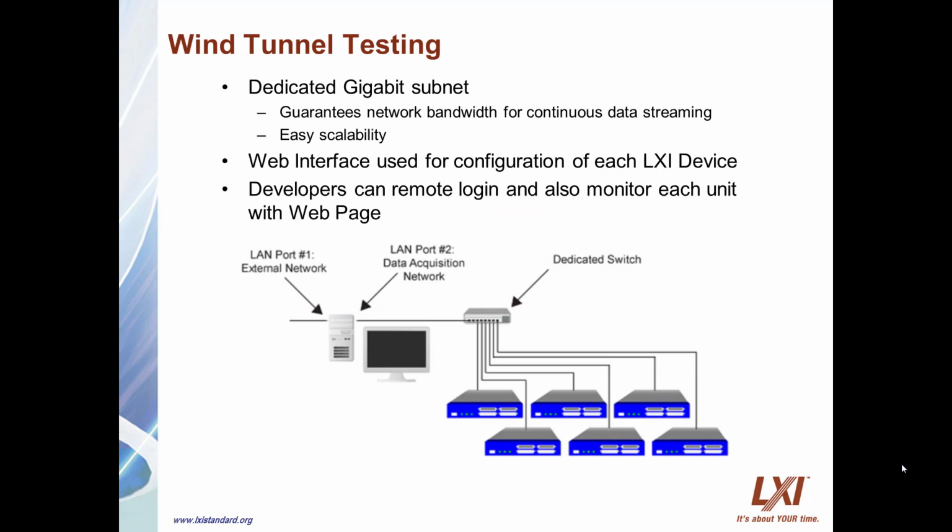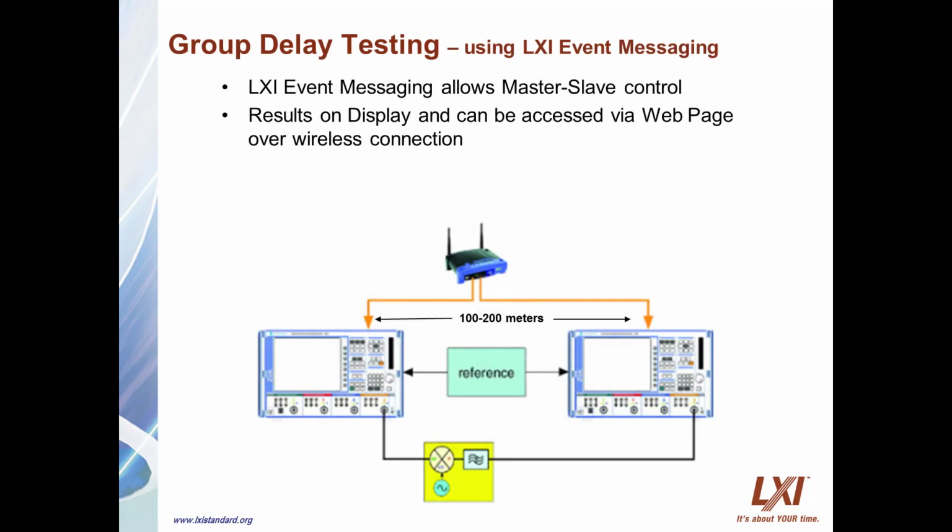Using dedicated subnets for LXI-based data acquisition applications guarantees the availability of network bandwidth for continuous data streaming and easy scalability. Configuration is accomplished via built-in standardized web interfaces on each of the LXI devices. This remote capability is suitable for wind tunnel, where test engineers can access acquired data from virtually any location.